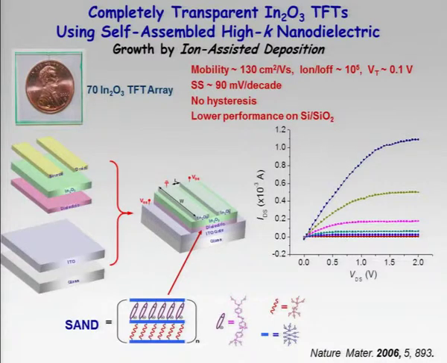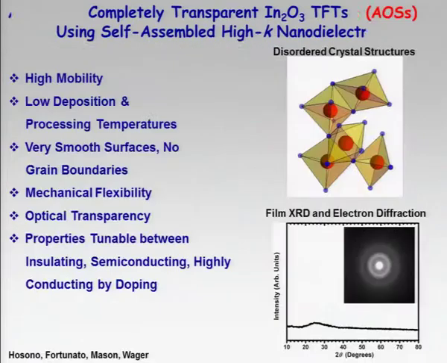The indium oxide was grown by ion-assisted deposition. If you look in this stack here, you see an ITO gate, a dielectric, indium oxide grown at room temperature by ion-assisted deposition, and then doped indium oxide source and drain electrodes. So completely transparent. This is 70 transistors. The mobility here is very, very large, so it blows the organics away, 130, with very small subthreshold swings. So at the time we were really excited about this.